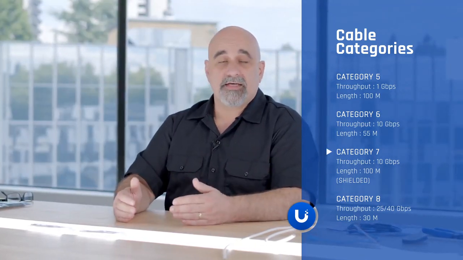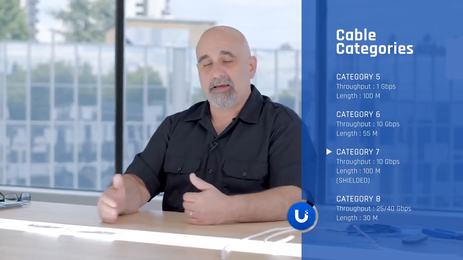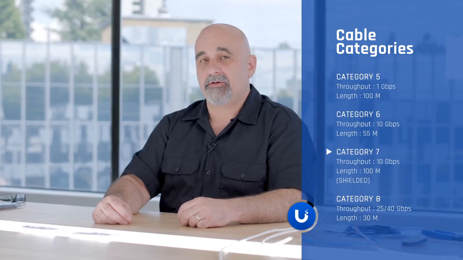Then there's Category 7 cables. Category 7, again, same length, 10 gig, but it's a shielded cable. And then emerging, there's Category 8, and as time marches on, cable technology is going to get better, and we'll be able to go faster and faster speeds with that.